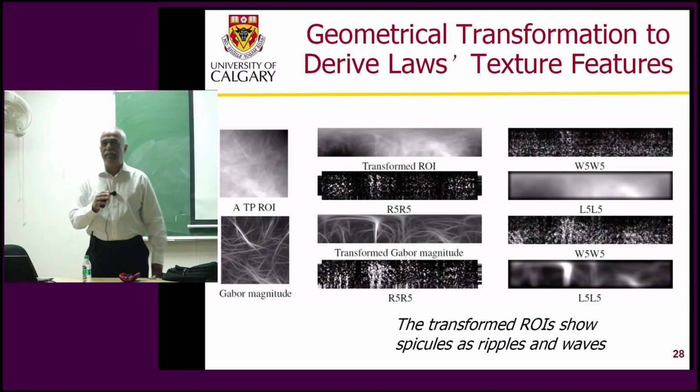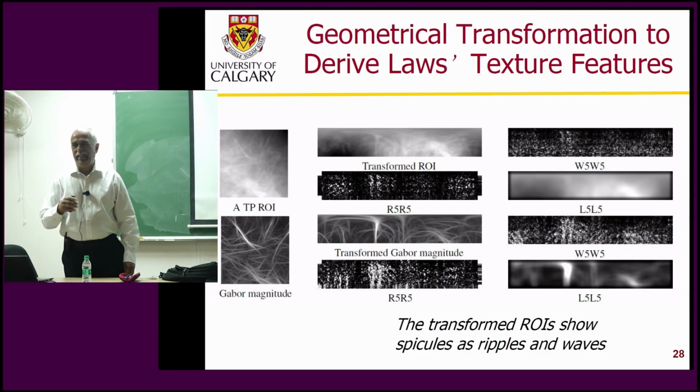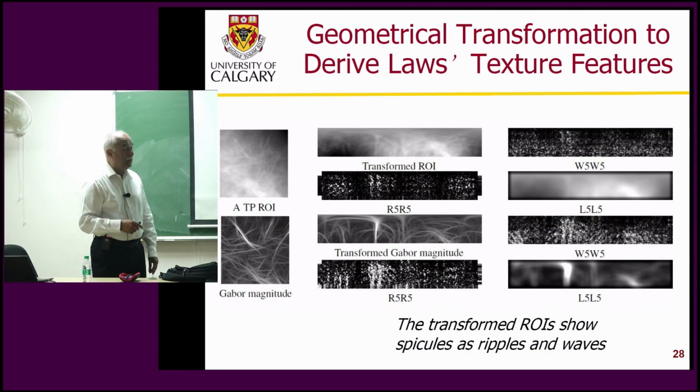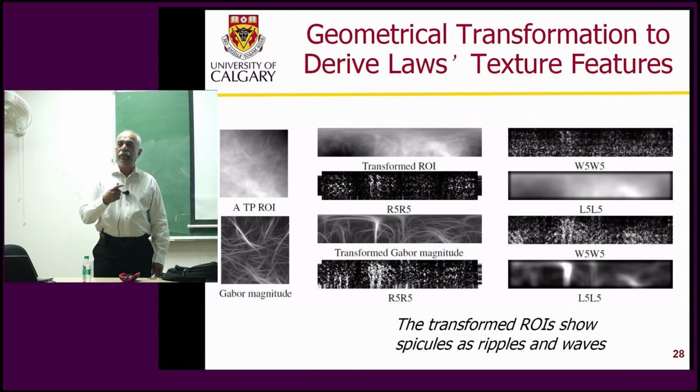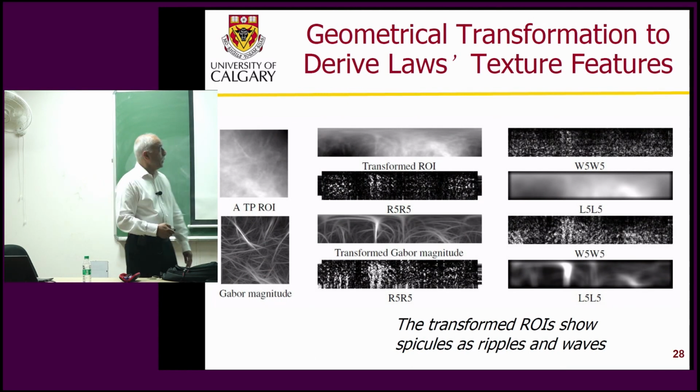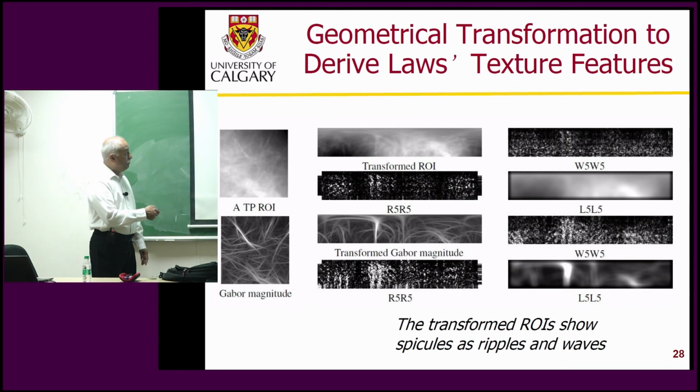But the Laws texture features are designed to detect what are called ripples and waves. Spots, but we are not interested in spots. Average intensity we don't want. But we wanted to look at the possibility of using Laws measures of texture as seen as ripples and waves. But there are no ripples and waves in this pattern. But when you map this by radial or Cartesian to polar transformation, you start seeing ripples.